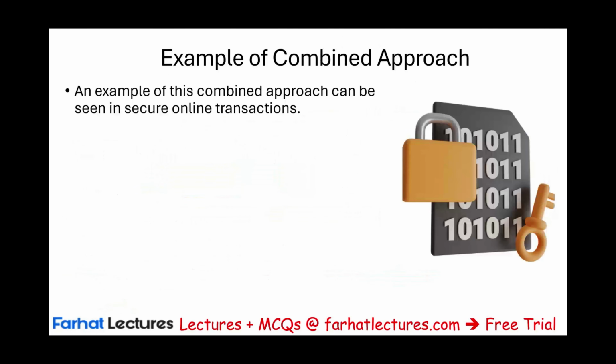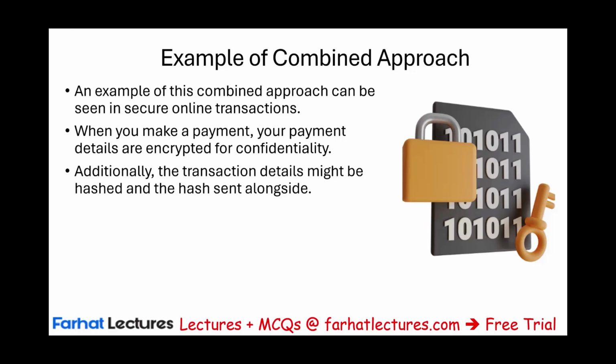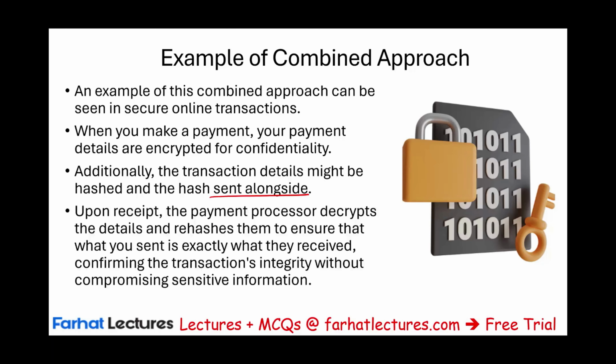An example of this is in a secured online transaction. When you make a payment, your payment details are encrypted for confidentiality. Also, the transaction details might be hashed and the hash sent alongside to the recipient. Then the recipient takes this hash, runs your message, and sees if it matches their hash. Upon receipt, the payment processor decrypts the details and rehashes them to ensure that what you sent is exactly what they received, confirming the transaction integrity without compromising sensitive information.